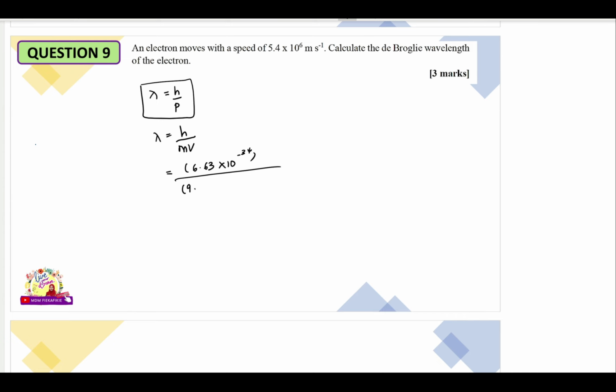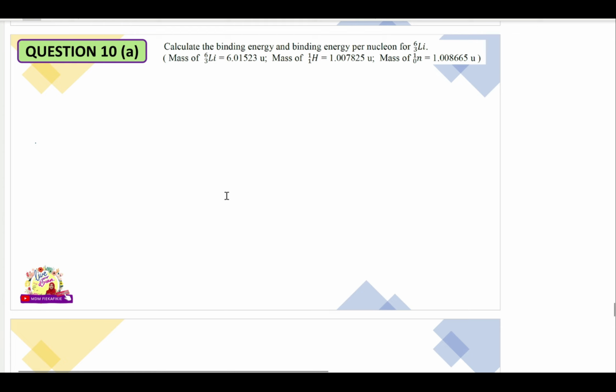So this should be the mass of the electron. And the speed is given. Tengok betul-betul lah. Speed tu dia bagi dalam centimeter per second ke meter per second. Ditukar kepada meter per second. So lambda is equal to 1.35 times 10 power of negative 10 meter. Okay, so this is the answer for question number 9. Very simple. Question number 10.